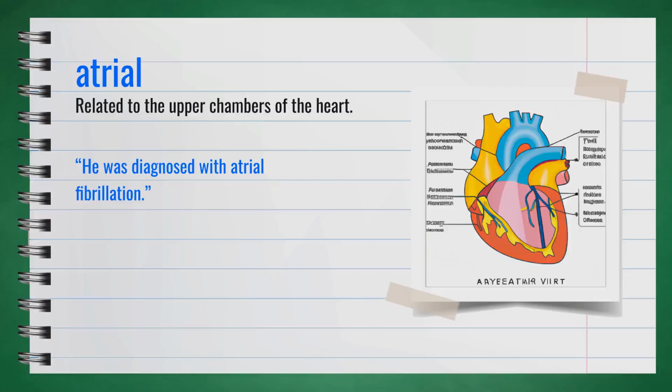The word atrial. Atrial is an adjective. It relates to the upper chambers of the heart. Synonyms include relating to atrium or upper heart chamber. For example, he was diagnosed with atrial fibrillation. Atrial, related to the upper chambers of the heart.